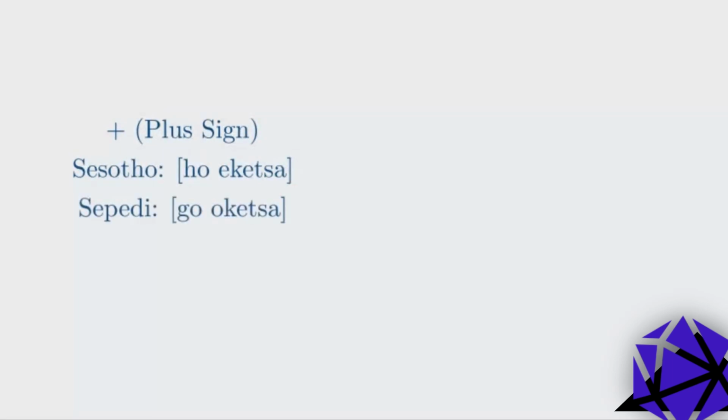First up is the symbol for addition. This is the plus sign. It means to combine or add things together. In Sesotho, we say, ho eketsa. In Sepedi, we say, go oketsa. And in Zulu, we say, ukwengeza.